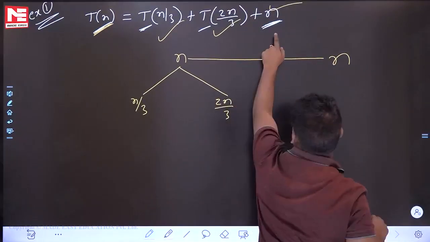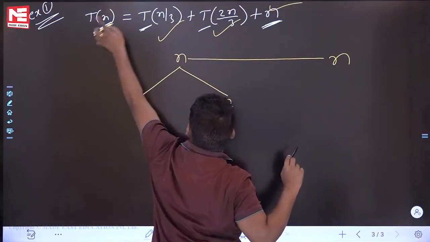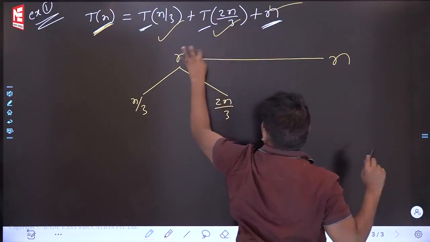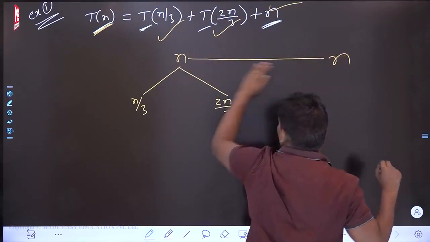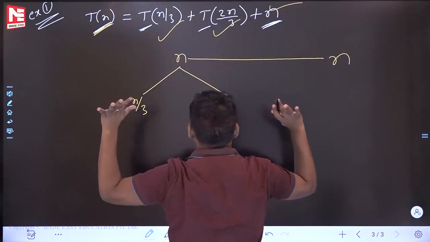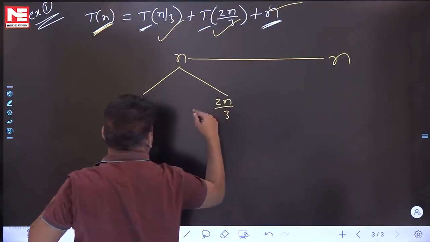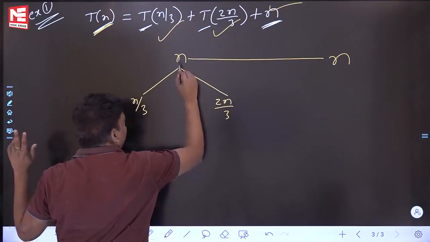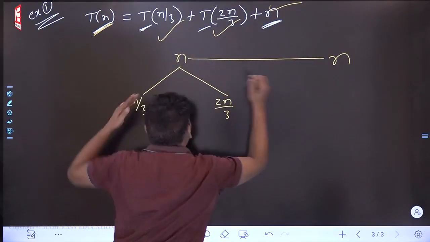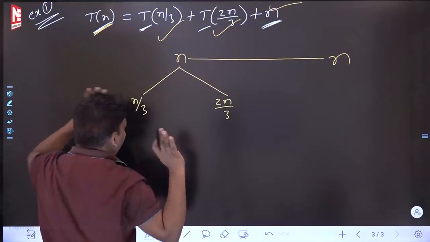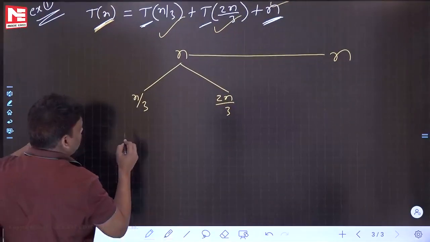In every level the non-recursive term, please be careful, n is there, the non-recursive term n will come. This n will be divided into 2 parts, that's okay. Similar story. Recursion means what? The same thing will happen again and again. If you are okay with that, the same thing repeats.